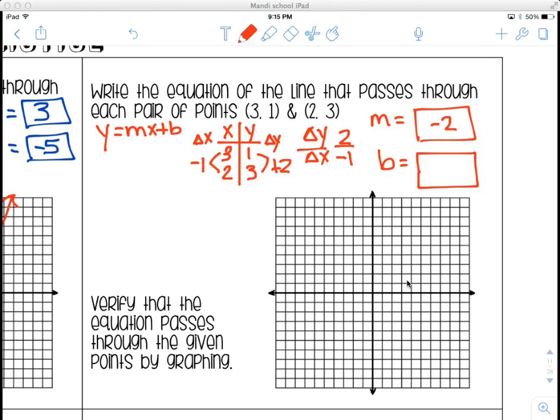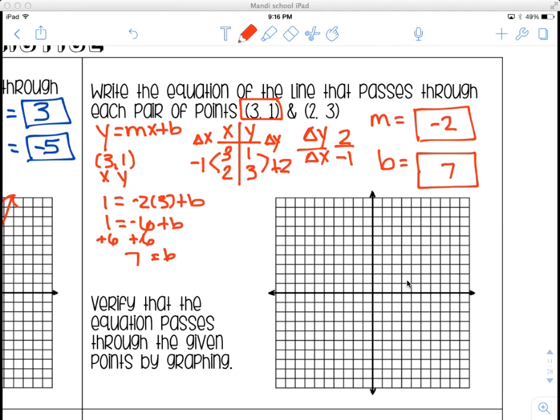Now we have the same thing as last time. You can pick a point. So let's pick this first one, 3, 1. So that's an x, that's a y, just like the last time. Substitute in the x, the y, and the m. Let's try that again. 1 equals negative 2 times 3 plus b. So 1 equals negative 6 plus b. Add 6 to both sides. B is 7.